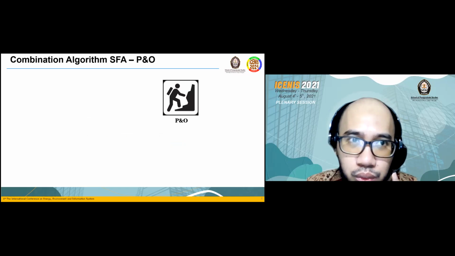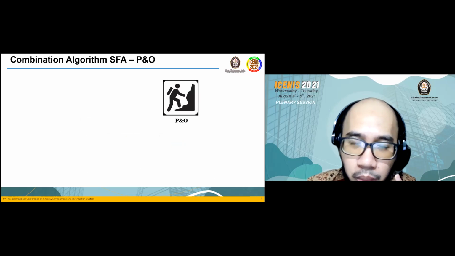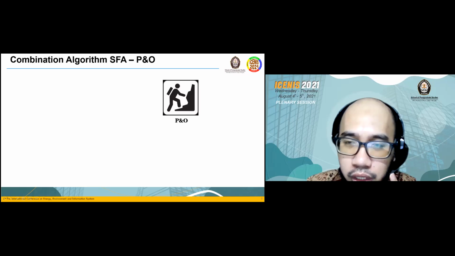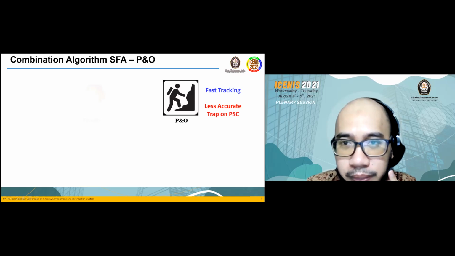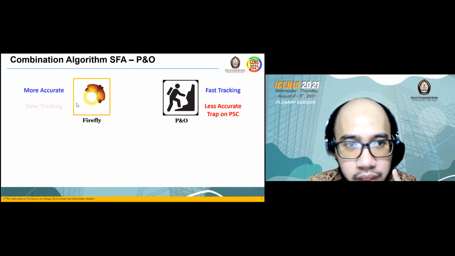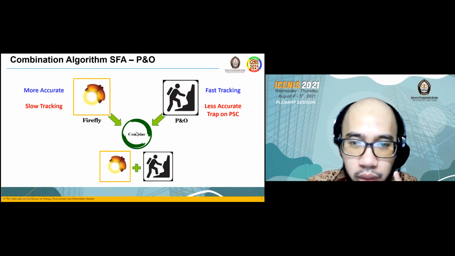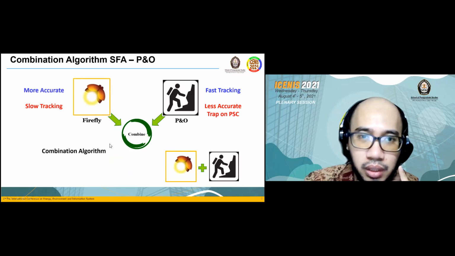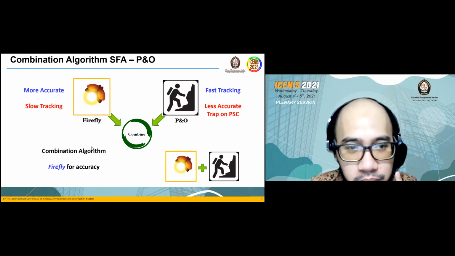In this paper, I used a combination of the simplified firefly algorithm and P&O. P&O is a conventional algorithm to find the maximum power in a solar cell. Its pro is fast tracking, but it is less accurate and usually trapped at a local power peak. The firefly is more accurate but slow in tracking. So we combine the two algorithms. We use the firefly for accuracy and P&O for fast tracking.